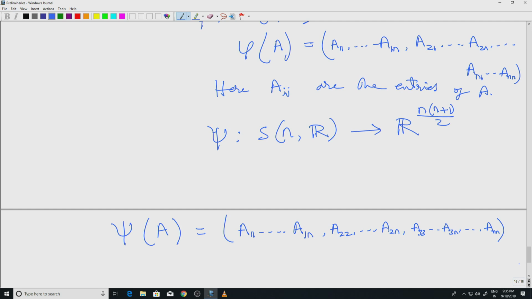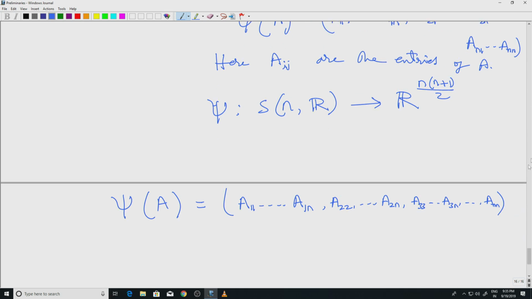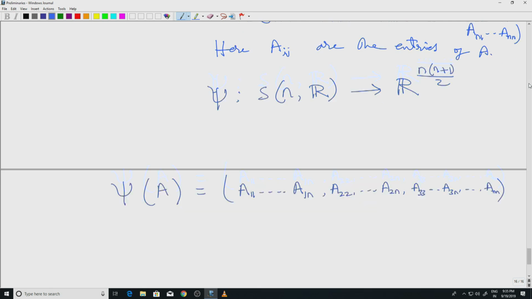Again, just to verify that we have a map into this Euclidean space, notice that there are n elements in the first block, then n minus 1, and so on all the way up to 1. So, the number of coordinates here would be n plus n minus 1 plus n minus 2 and so on plus 1, which is indeed n(n+1)/2. And again, this map psi is also a linear isomorphism from this vector space to that.